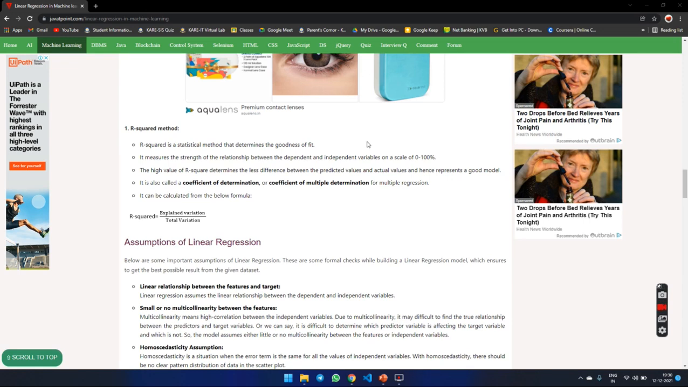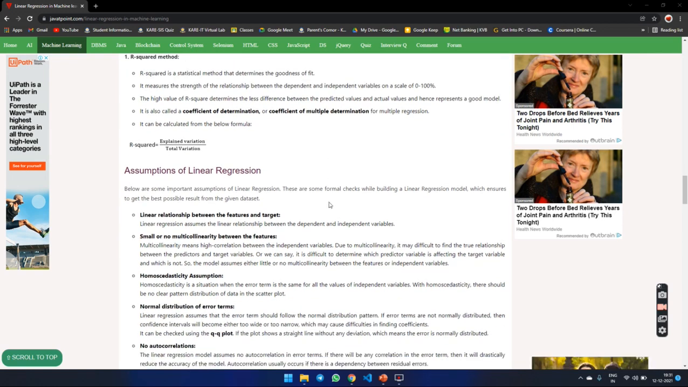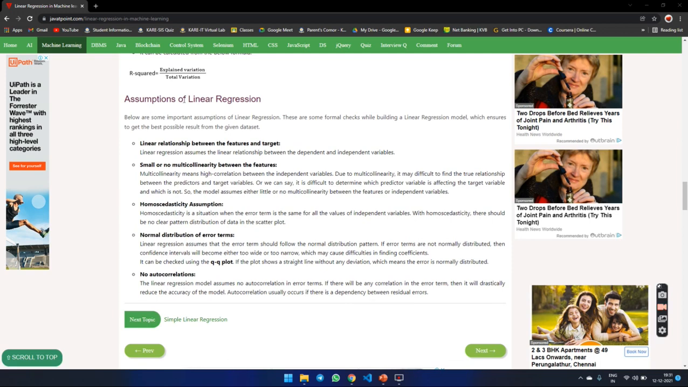The value of R squared determines the difference between predicted values and the actual values, hence it represents a good model. It is also called the coefficient of determination or the coefficient of multiple determination for multiple regression. This is the formula for R squared: R squared is equal to explained variation divided by total variation.